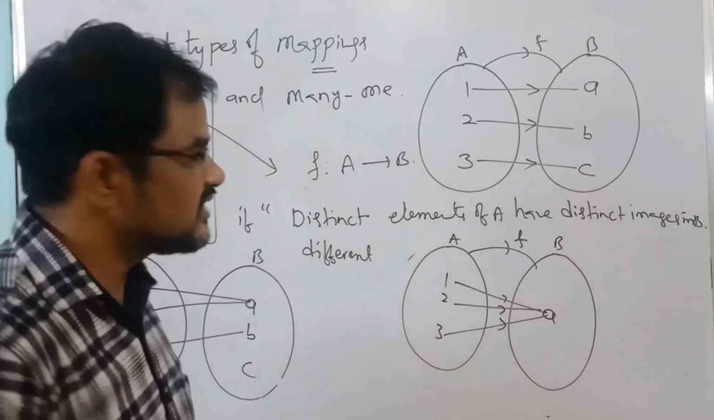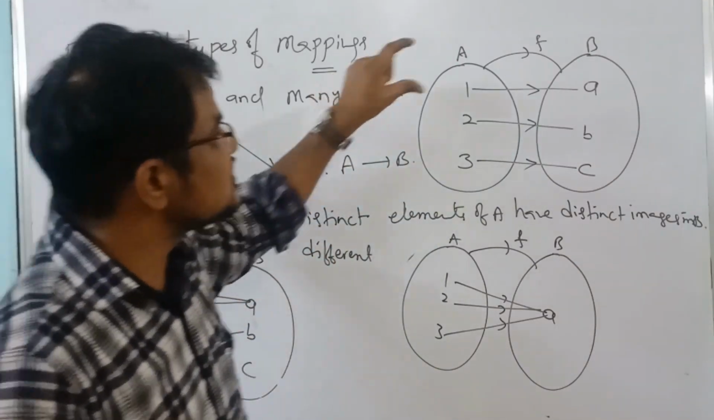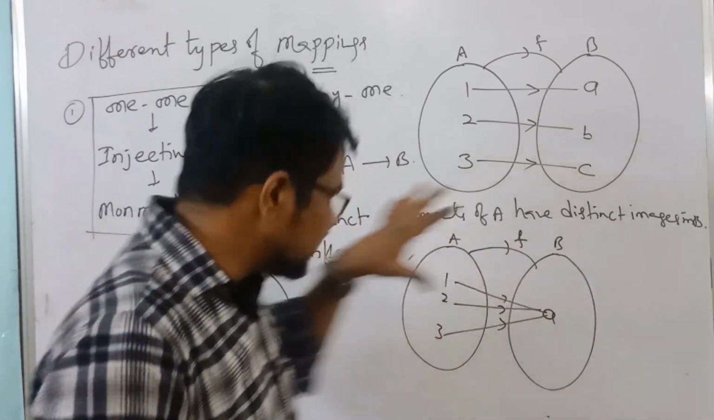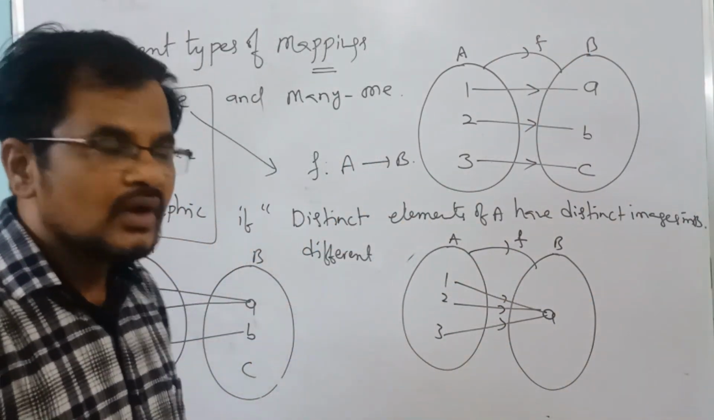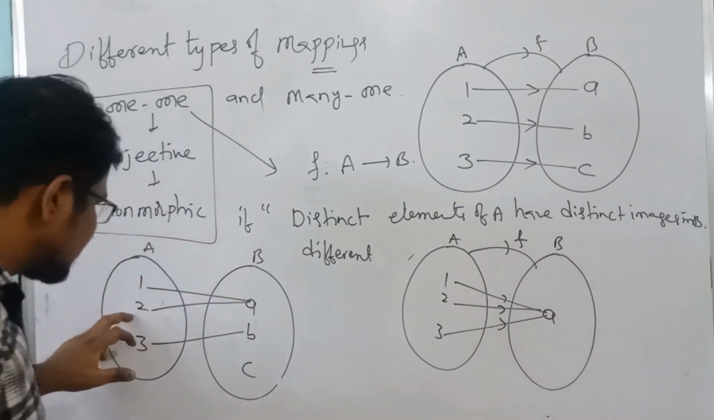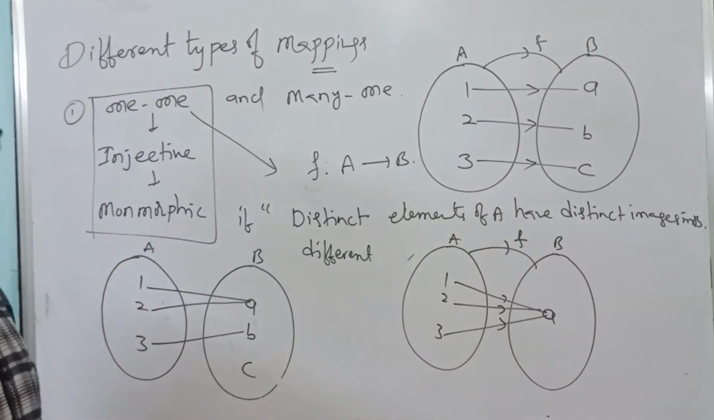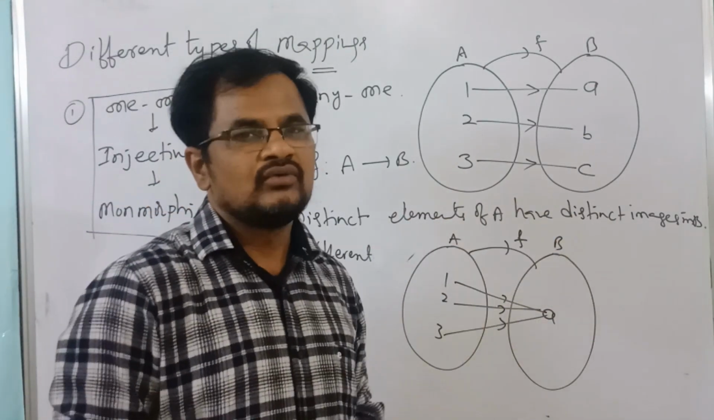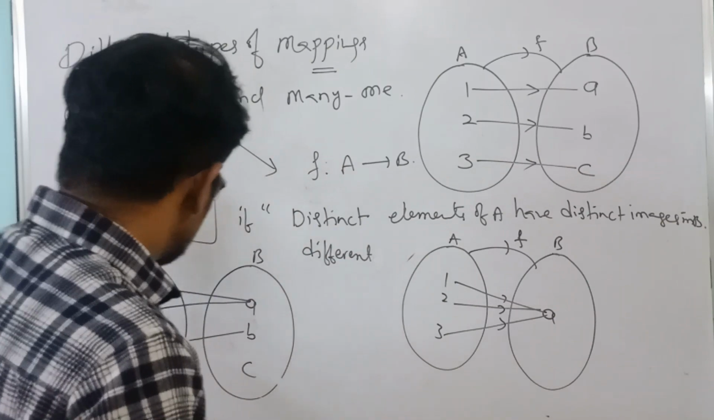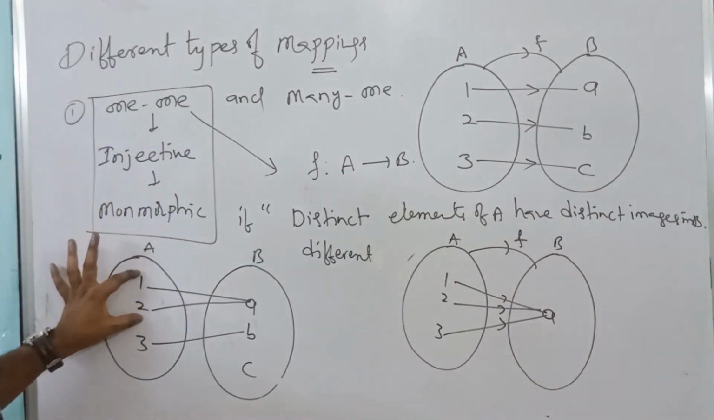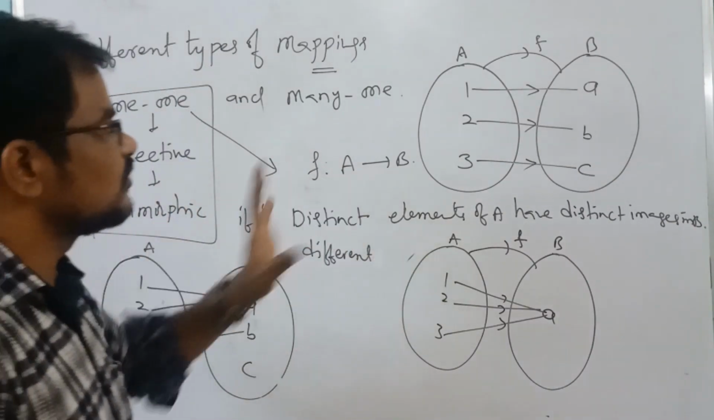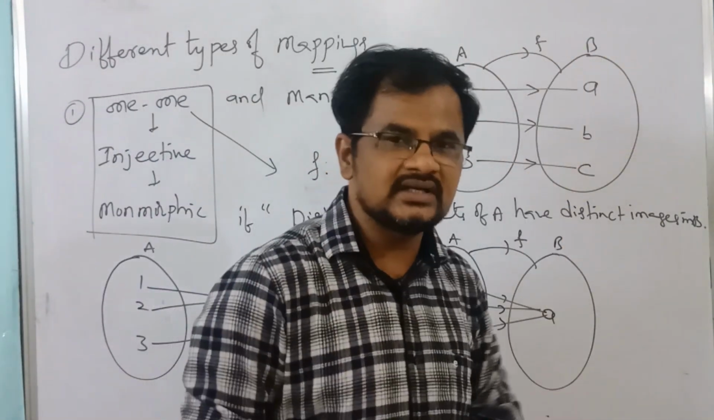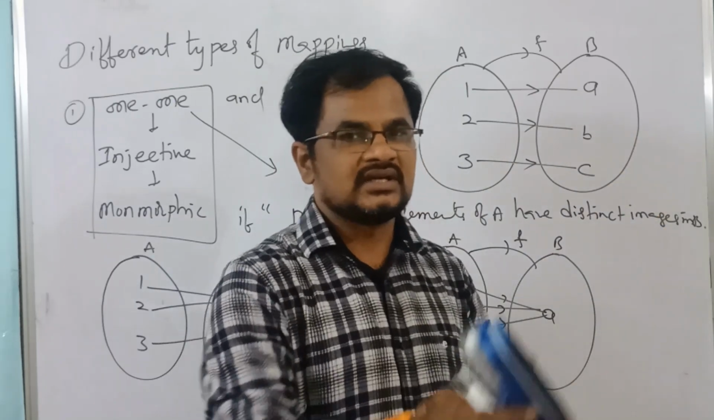1-1 function means no two elements of A have the same image in B. But many to one function means two or more elements of A have the same image in B. That is the difference between a 1-1 function and a many to one function. Two or more elements of A having the same image in B is a many to one function. No two elements of A having the same image in B is a 1-1 function, right?